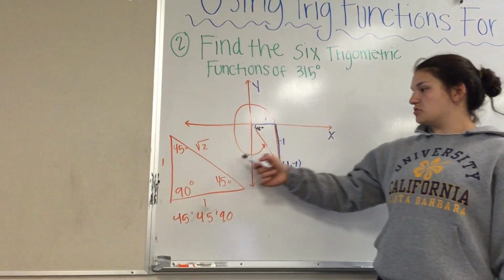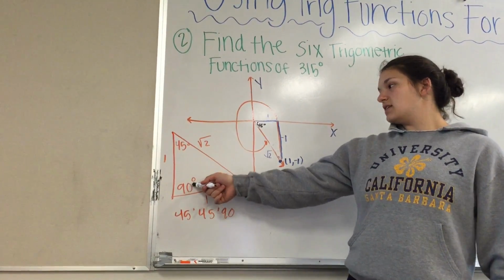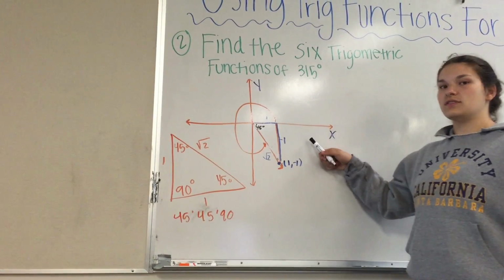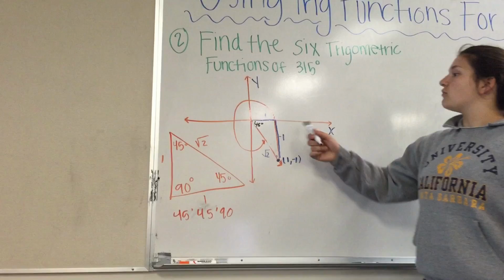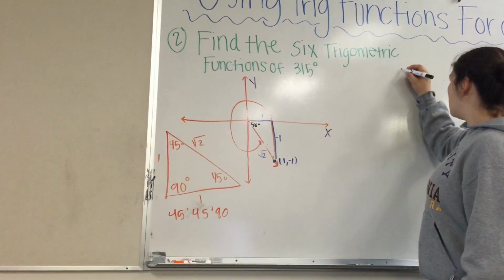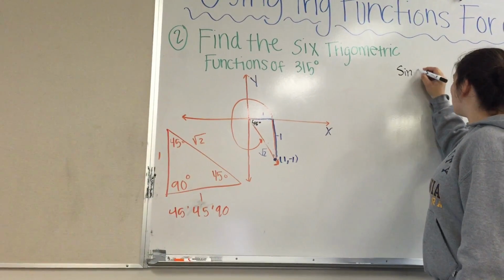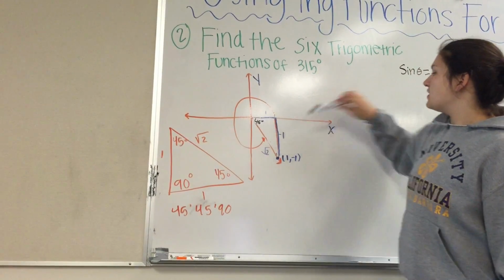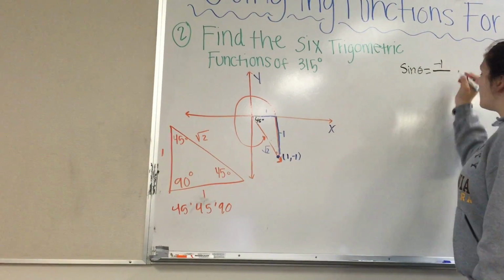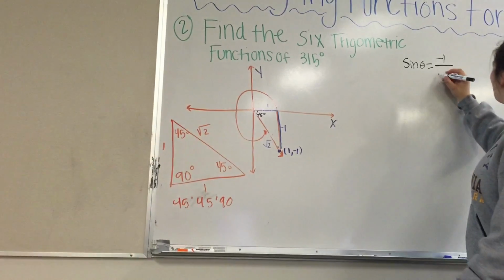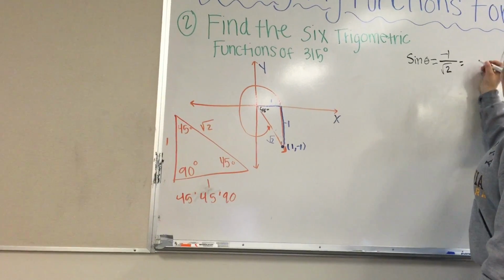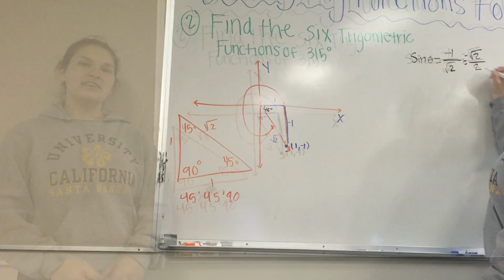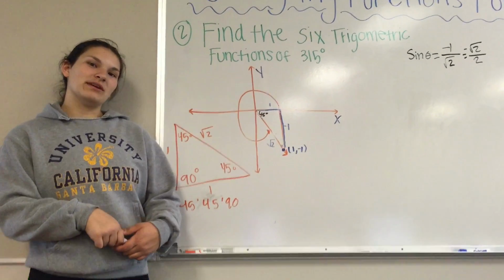So you know you can use the 45, 45, 90 triangle that will allow you to find the rest of the 6 trig functions. From there, you know that sine is opposite over hypotenuse. So you take the opposite, which is negative 1, and the hypotenuse, which is the square root of 2, and to simplify, it's going to be negative square root of 2 over 2. Now that you know the basics, Cameron, why don't you come up here and give it a try?